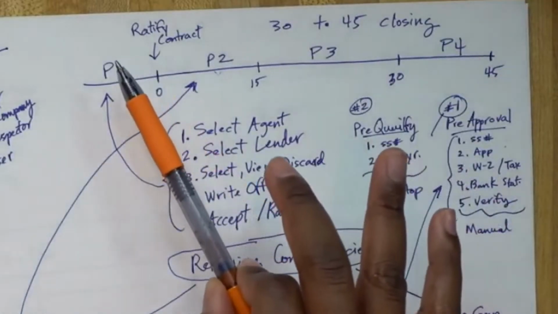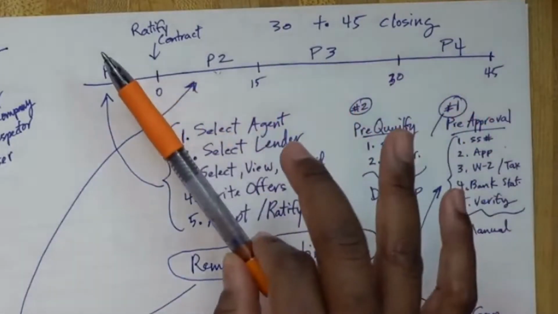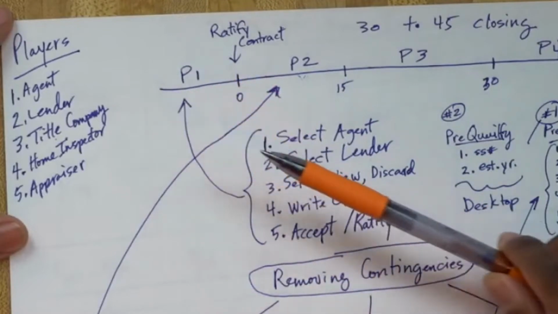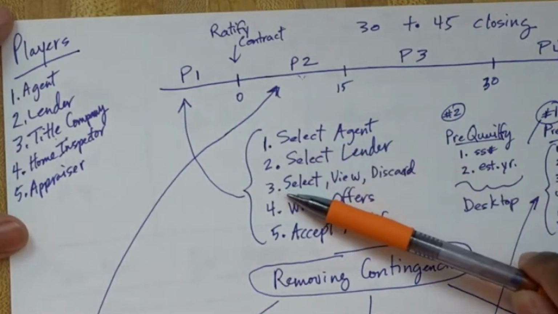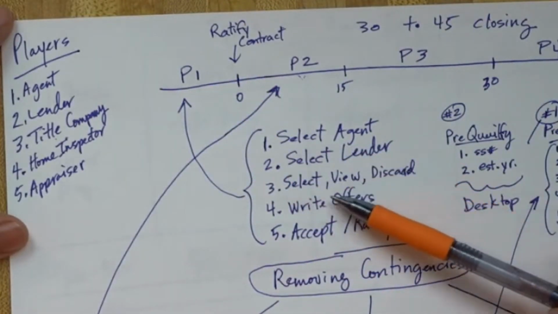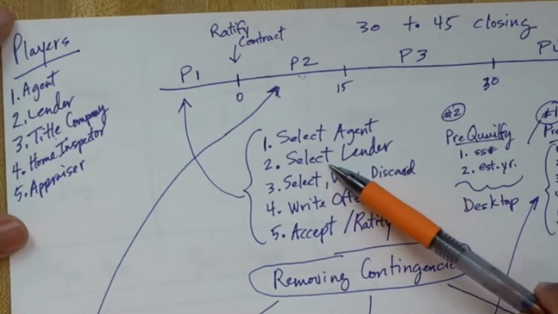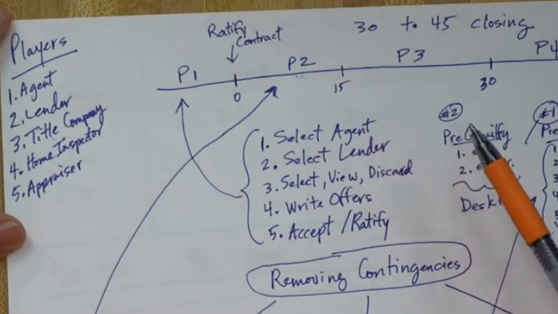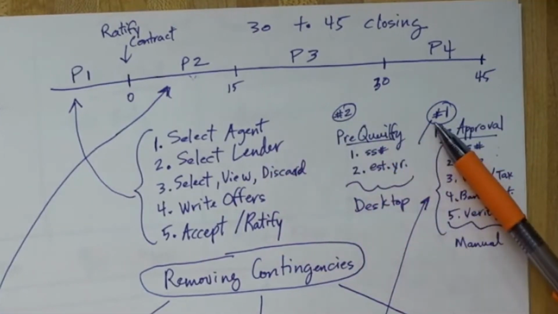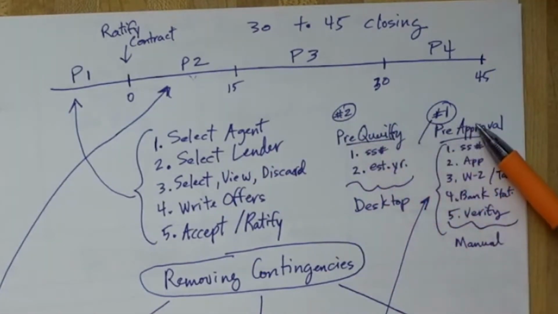So we have these 4 different phases of the process. We have phase 1, which is going to be you select your agent, select your lender, select, view, and discard properties, write offers, accept, ratify on a contract. And then with the select a lender phase, we have these 2 options that you're getting from the lender, which is either pre-qualify or pre-approval.